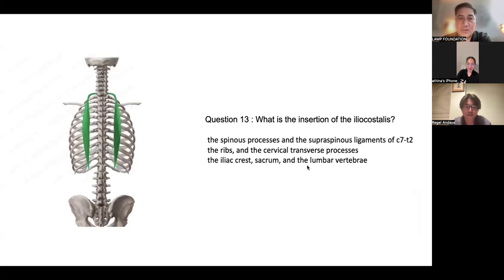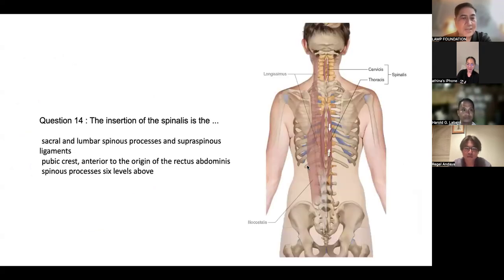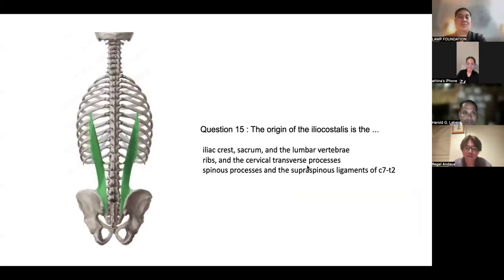What is the insertion of the iliocostalis? It is the ribs and the cervical transverse processes. The insertion of the spinalis is the spinous processes 6 levels above. The origin of the iliocostalis is the iliac crest, sacrum, and the lumbar vertebrae.